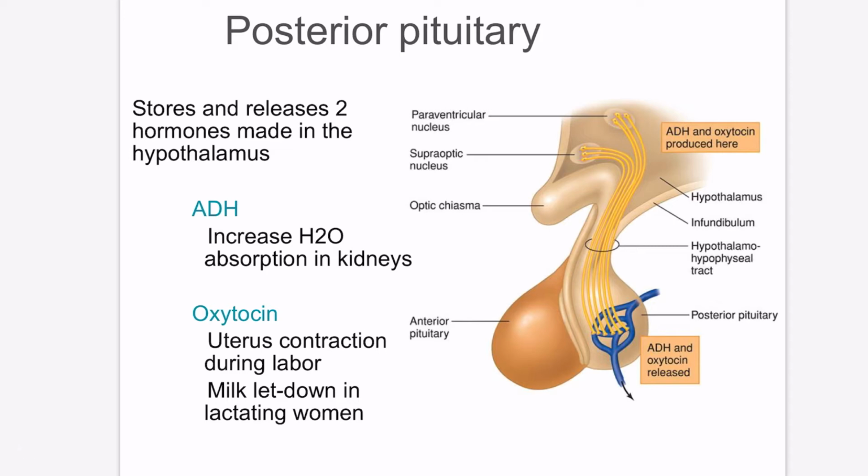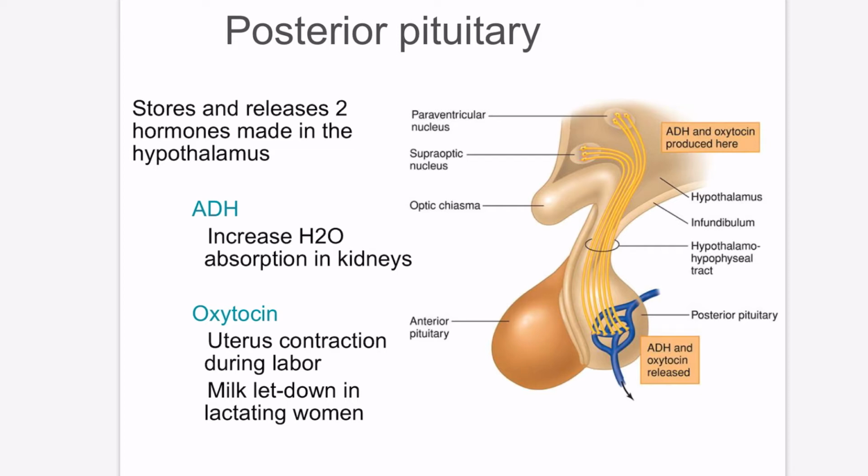The posterior pituitary is working really closely with the hypothalamus. We will see that the hypothalamus produces a lot of hormones on its own, but two that are relevant to the posterior pituitary here are antidiuretic hormone and oxytocin. The hypothalamus produces antidiuretic hormone and oxytocin. However, they get released by the posterior pituitary.